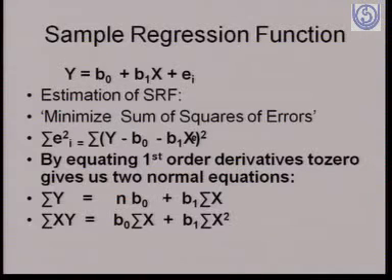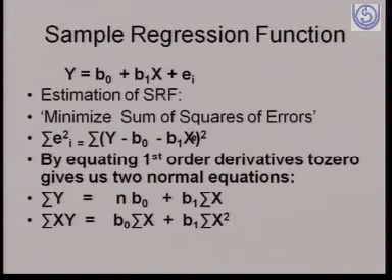We estimate this sample regression function by minimizing the sum of squares of errors. The ei represent errors. We transfer b0 plus b1x to the other hand side, square the terms and add up. This gives us the sum of squares of errors. We equate the first order derivatives of this sum of squares of errors to 0, and that gives me the two normal equations. You can see the two normal equations here on the screen.